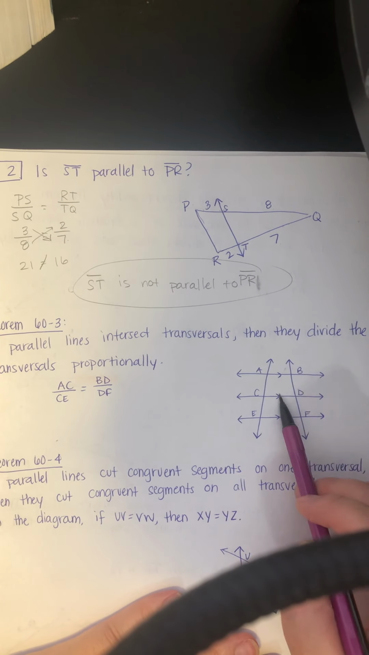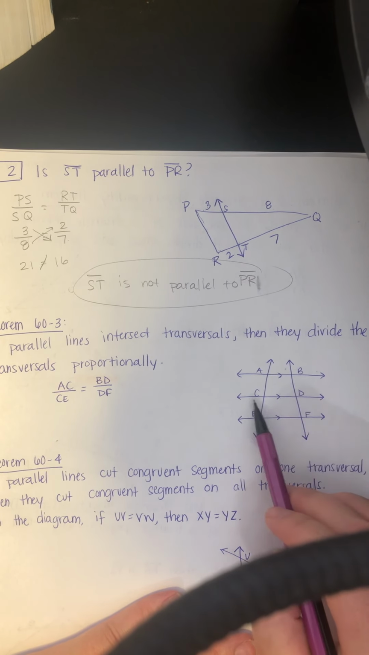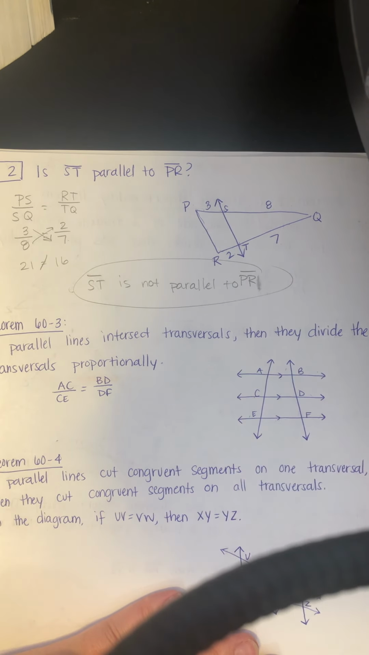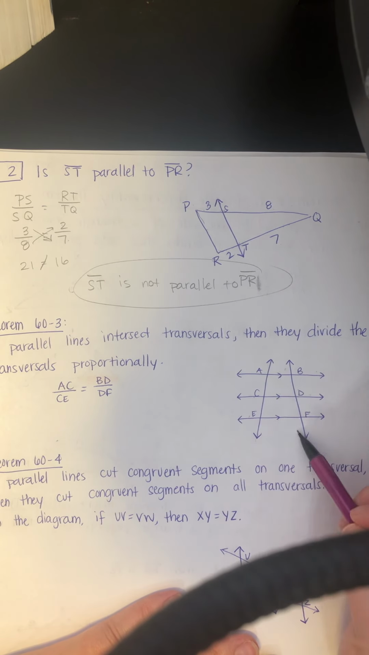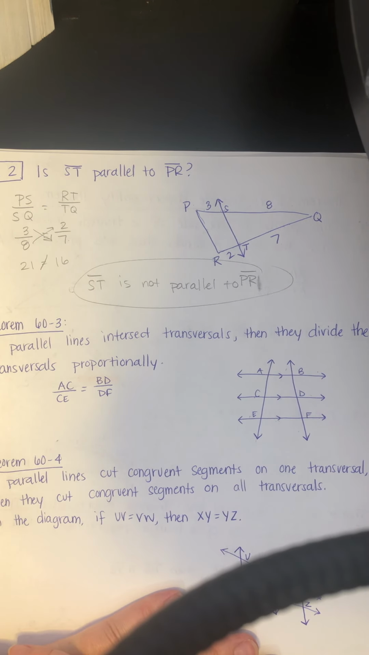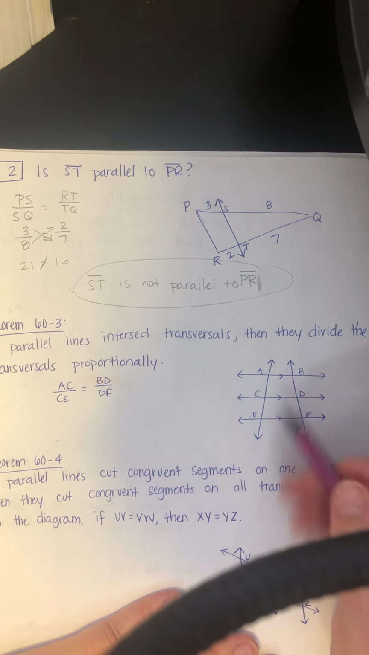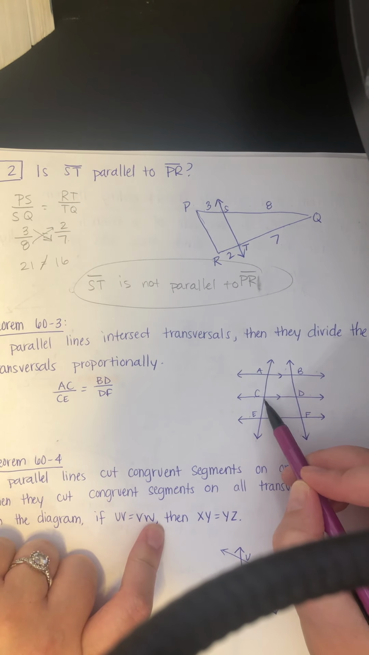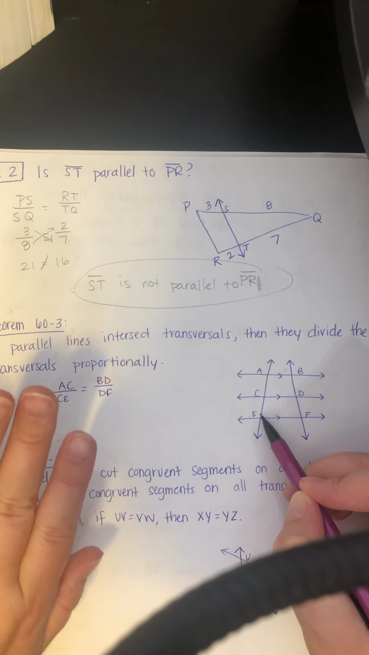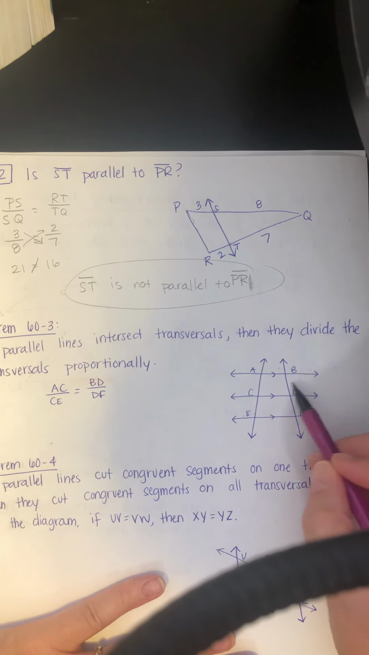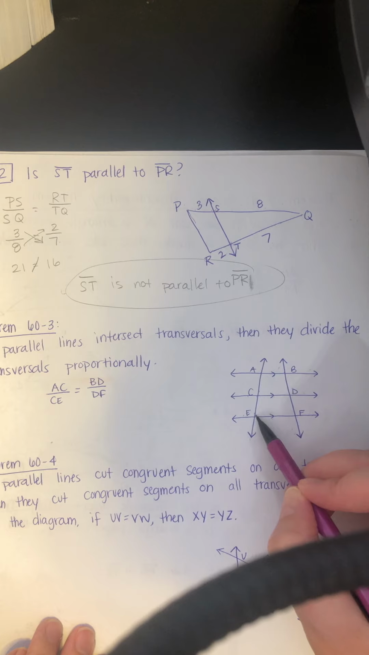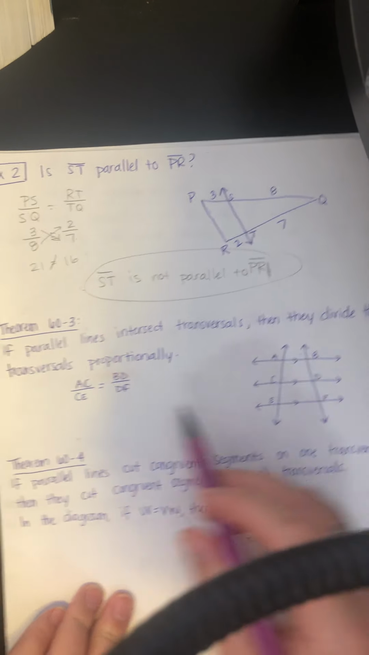So it says if parallel lines, these guys right here, AB, CD, and EF, they're parallel because they're denoted with the little arrow here. If they intersect transversals, so if they cross through a transversal, they do here and here, then they're dividing the transversals proportionally. So you can write a proportion for these transversals. From A to C over C to E. Again, work on this left side or the right side, or the top and the bottom, okay? And then B to D over D to F. So AC over CE equals BD over DF. That's these guys right here.